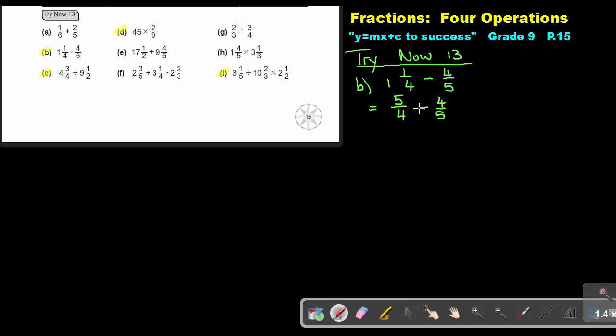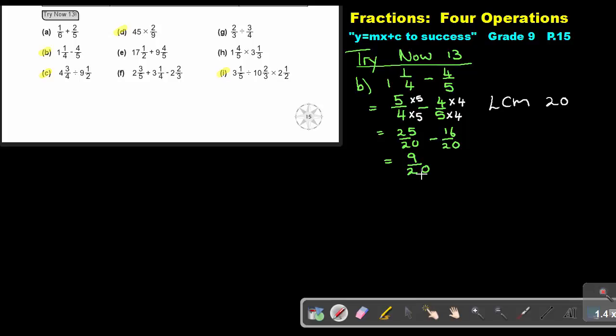And the most important, you must make the denominators the same. So what will be the LCM? The LCM of 4 and 5 will be 20. So I will multiply by 5, and I like to write it in. Otherwise, you make unnecessary mistakes. This one I multiply by 4, and whatever I multiply at the bottom, I also multiply at the top. Okay, then I will get 25 over 20 minus 16 over 20. And now I subtract 25 minus 16, and that will give me 9 over 20. And that's my final answer.